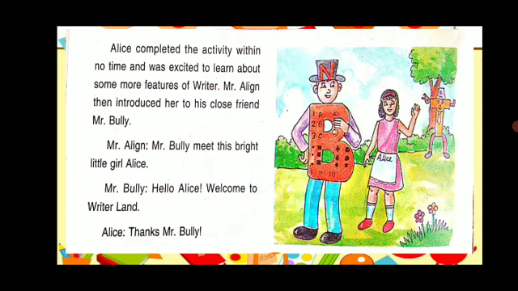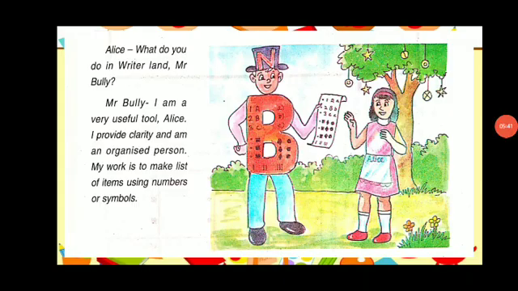Mr. Align says, "Mr. Bully, meet this bright little girl, Alice." Then Mr. Bully says, "Hello Alice, welcome to Writerland." Then Alice says, "Thanks, Mr. Bully. What do you do in Writerland, Mr. Bully?" Then Mr. Bully says, "I am a very useful tool, Alice. I provide clarity and I am an organized person. My work is to make a list of items using numbers and symbols."